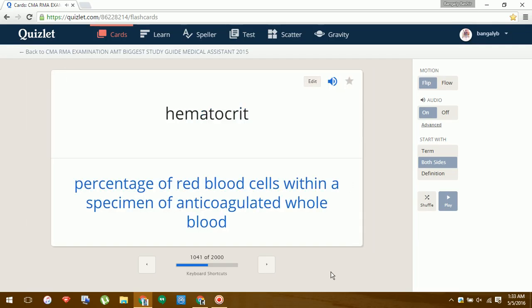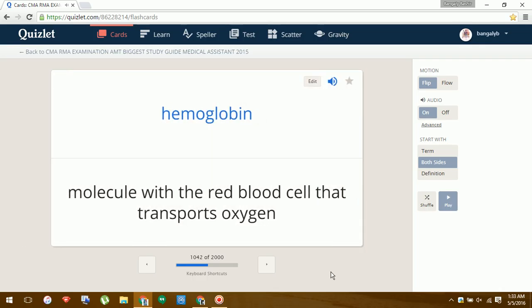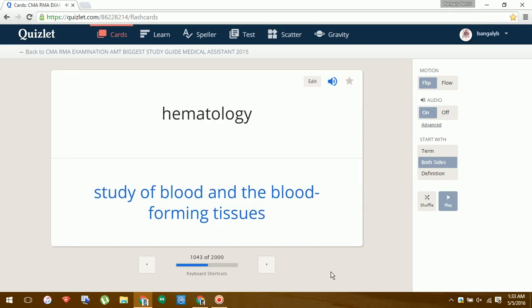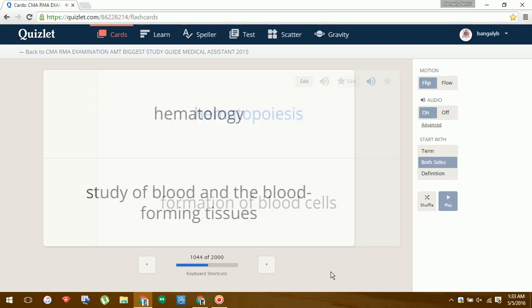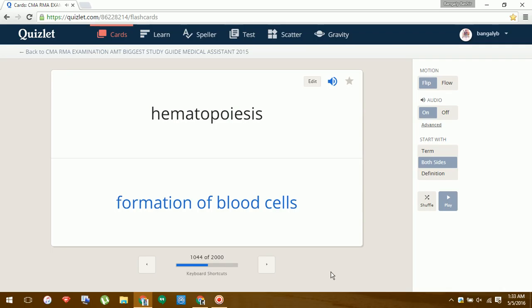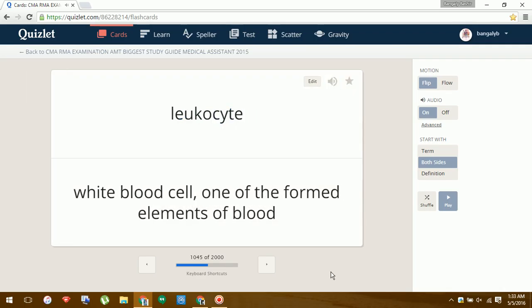Hematocrit. Percentage of red blood cells within a specimen of anticoagulated whole blood. Hemoglobin. Molecule with a red blood cell that transports oxygen. Hematology, study of blood and the blood-forming tissues. Hematopoiesis, formation of blood cells. Leukocyte, white blood cell, one of the formed elements of blood.